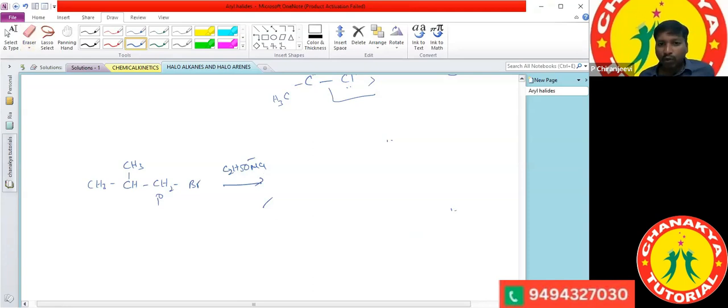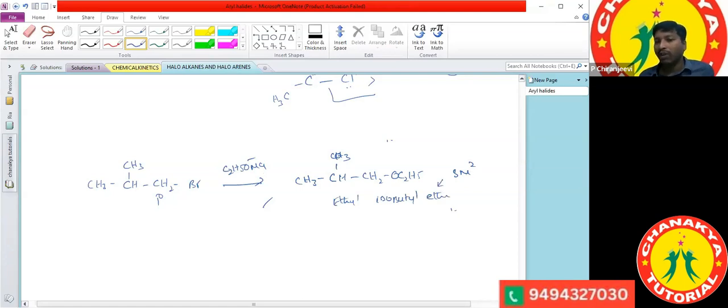Ritu, first of all, let us see C2H5O minus, they had given one. C2H5O minus means it forms as a CH3, CH, CH3, CH2, OC2H5. So this we can call ethyl isobutyl ether. It is formed based on the SN2 reaction mechanism. Okay, this is formed by the SN2 reaction.